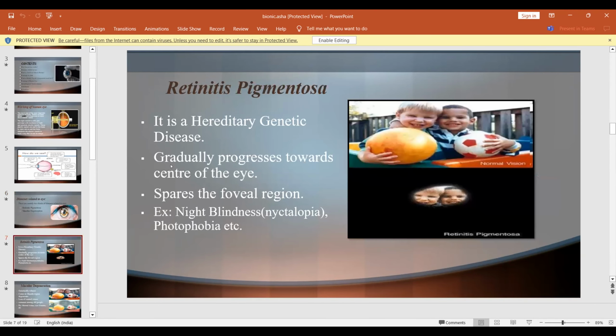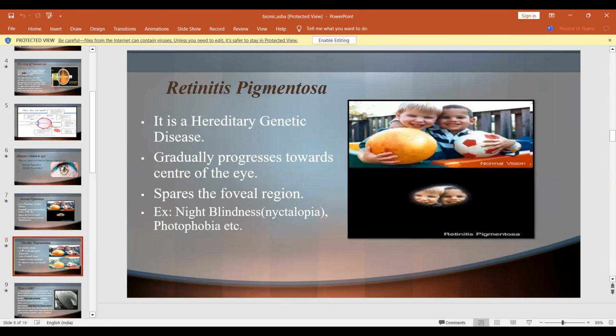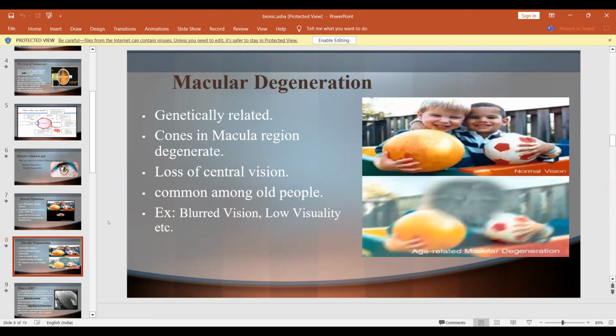Retinitis pigmentosa is the disease which is nothing but night blindness. Macular degeneration is the disease known as blurred vision or low visibility of the image. As you see in the upper image, in normal vision the image is clearly visible. But in age-related macular degeneration, the vision is blurred.